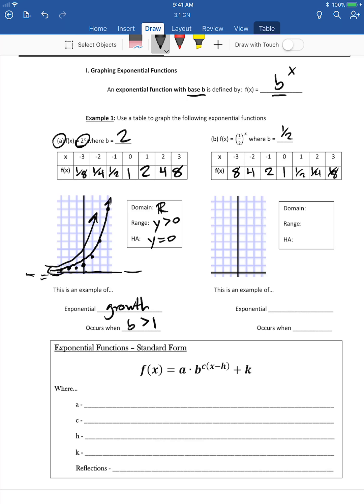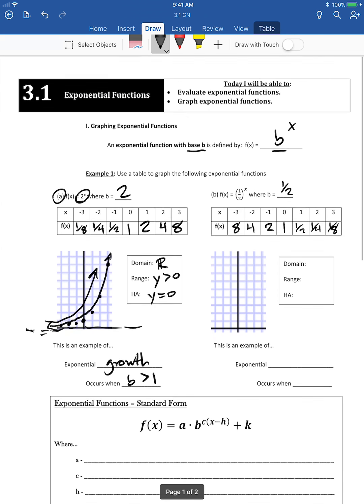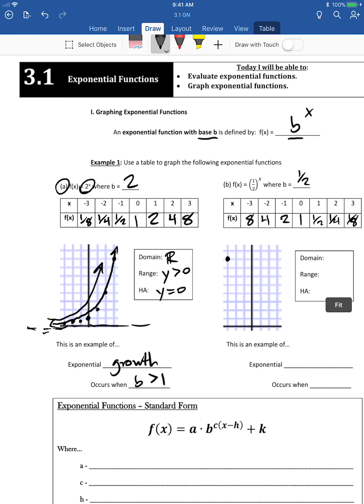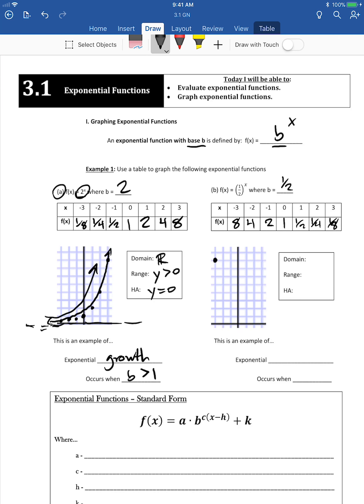So let's plot these points: -3 and 8, -2 and 4, -1 and 2, 0, 1, 1, 1/2, 2, 1/4, 3, 1/8. So this time my graph looks like this.